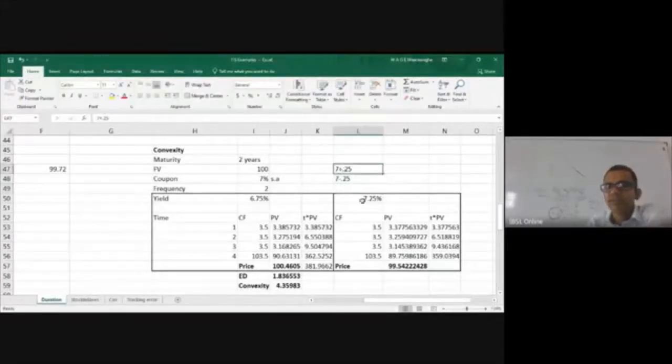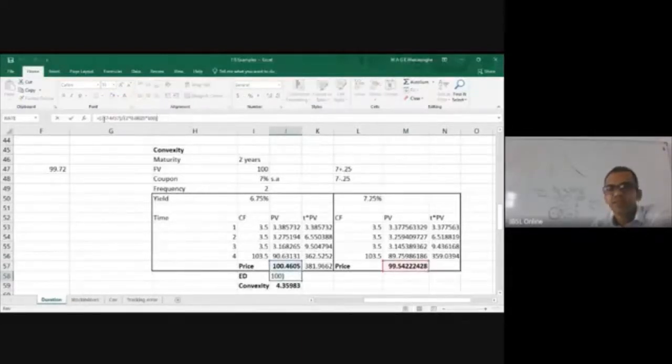7 plus 0.25 is 7.25. 7 minus 0.25 is 6.75. These are the prices when the yield is 6.75 and the yield is 7.25. What I have done here, J57, what is that? It is the price when the yield decreases to 6.75. M57 is the price when the yield increases.